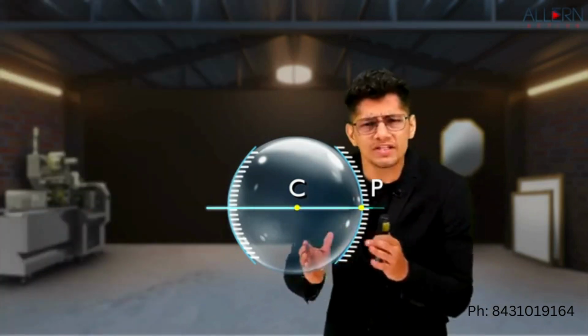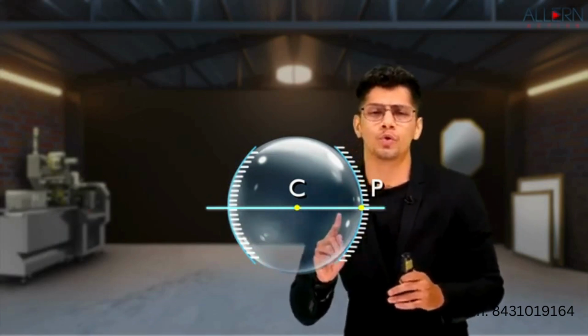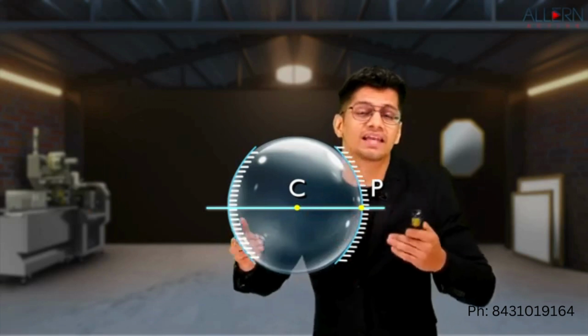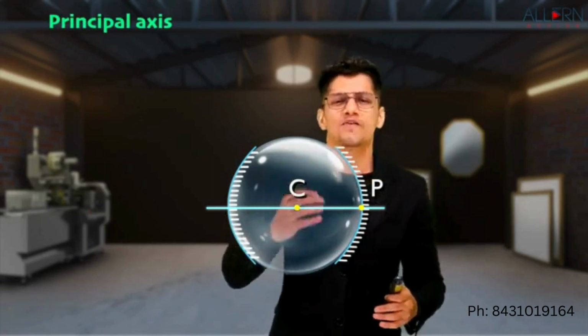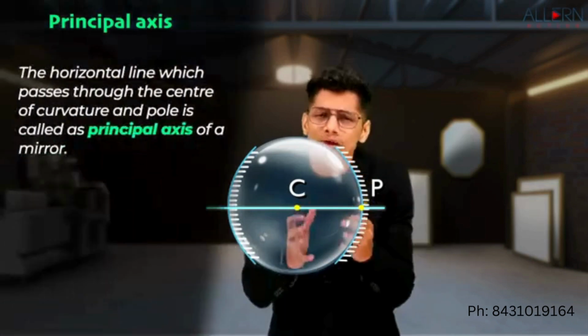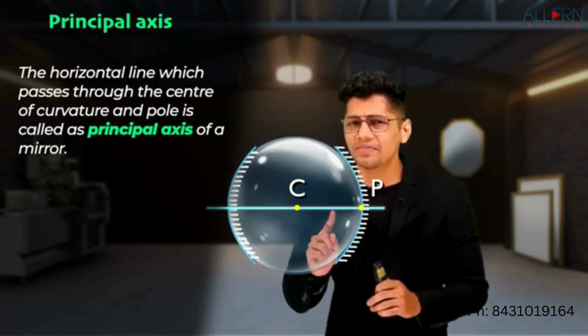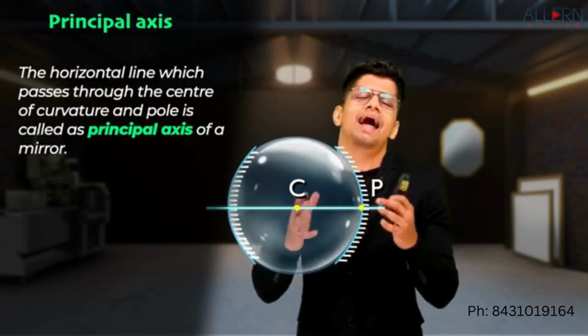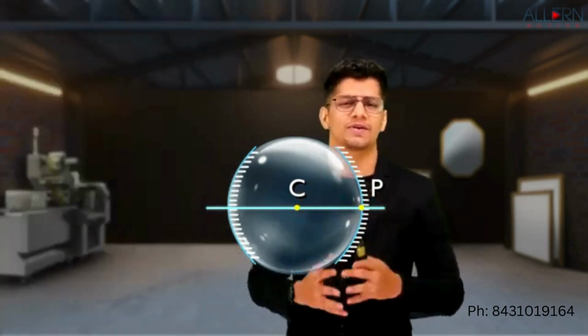Now if we draw a horizontal imaginary line passing through the center of curvature and the pole, that particular line is called the principal axis of a mirror. So the horizontal line which passes through the center of curvature and the pole is called the principal axis of a mirror.